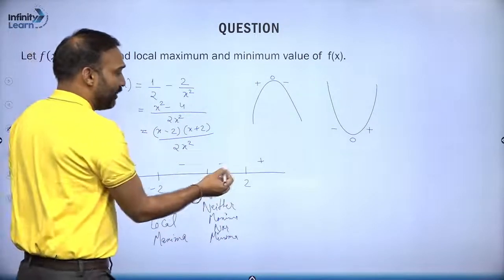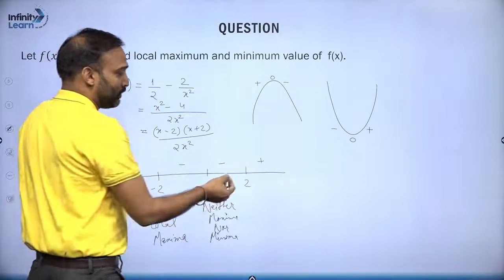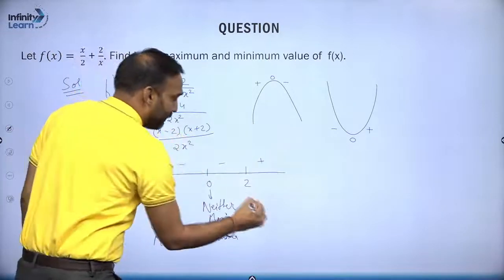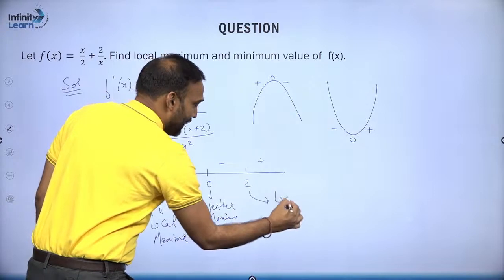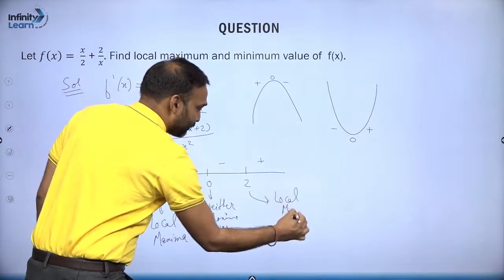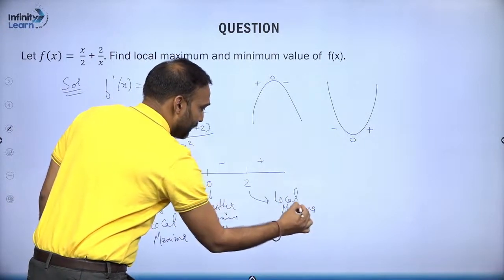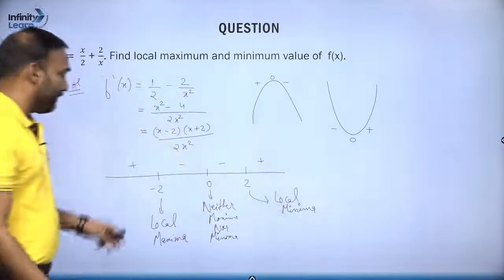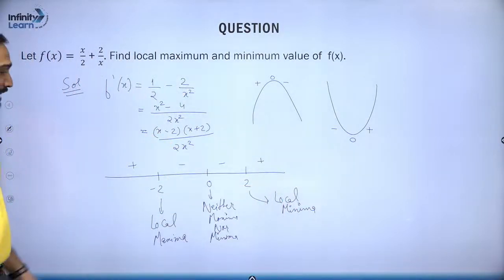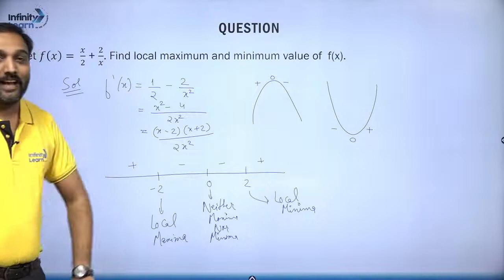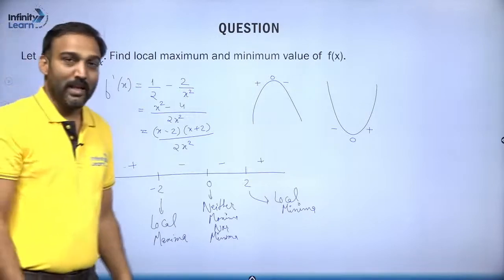At 2, I am moving from minus to positive. So minus to positive is for local minima. So at 2, we have a local minima. At -2, we have a local maxima. And at 0, we have neither maxima nor minima. Now, are you guys with me?